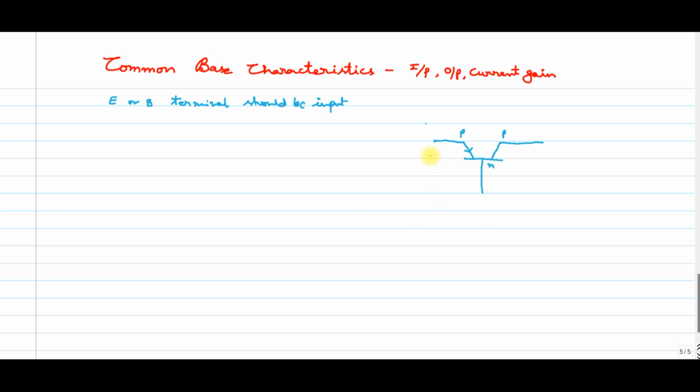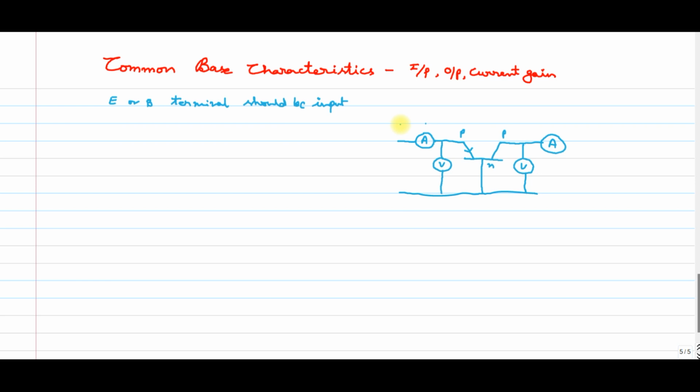For getting the characteristics, I want to use voltmeters and ammeters. So let me use an ammeter here, and it should be connected to voltage. A voltmeter is here, and it should be connected to a voltage source, which we will see later. And here also one ammeter, and here also one voltmeter.